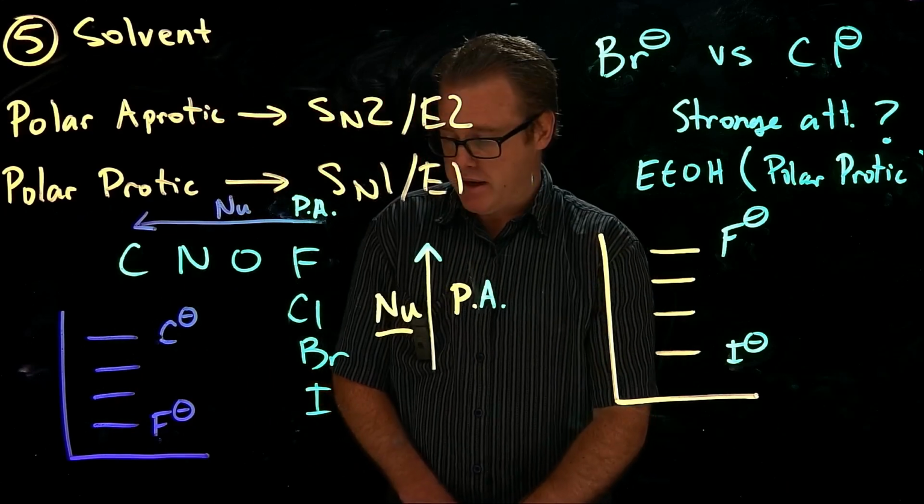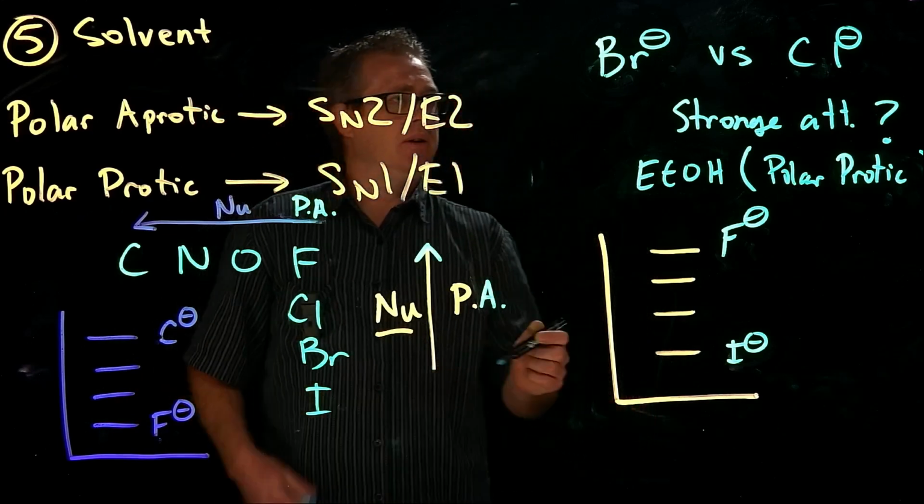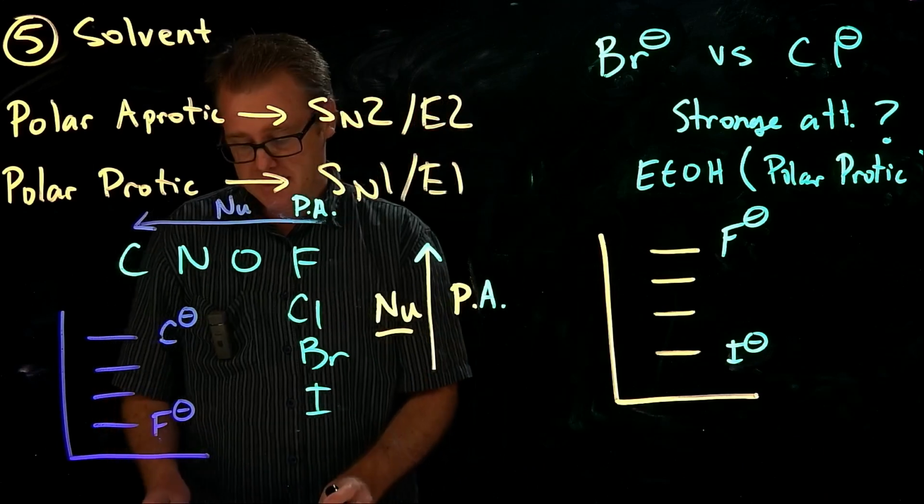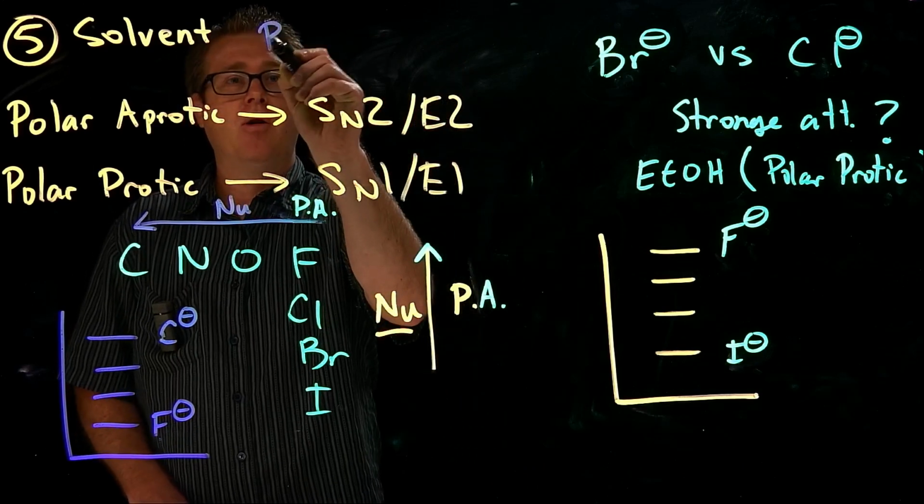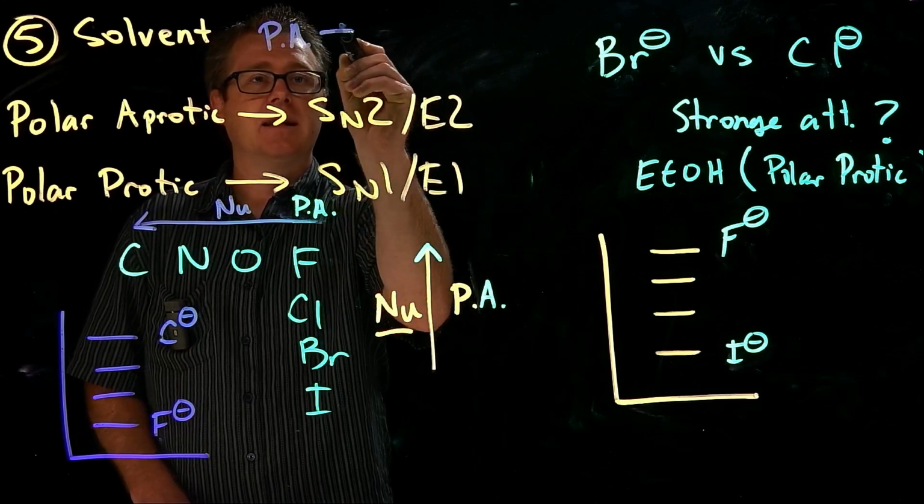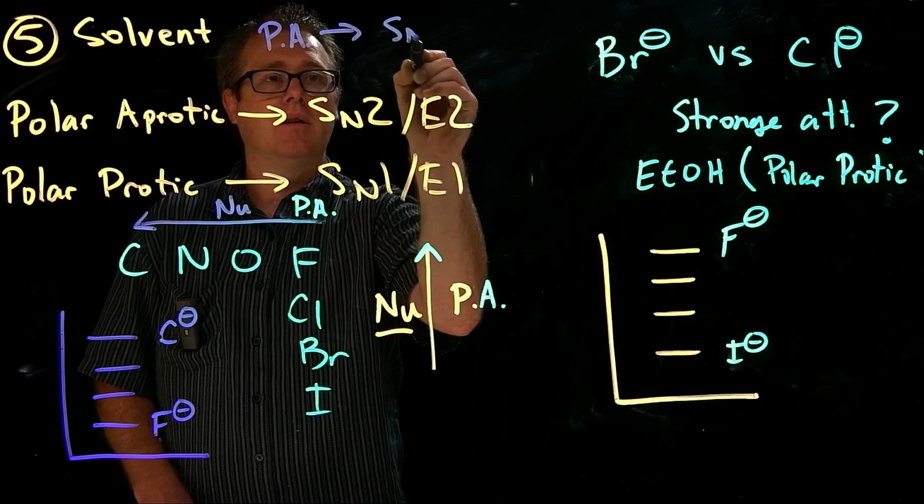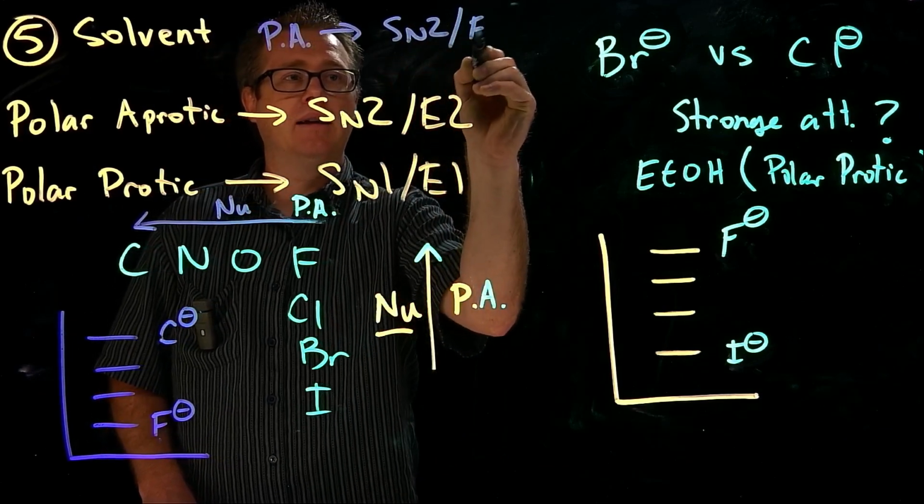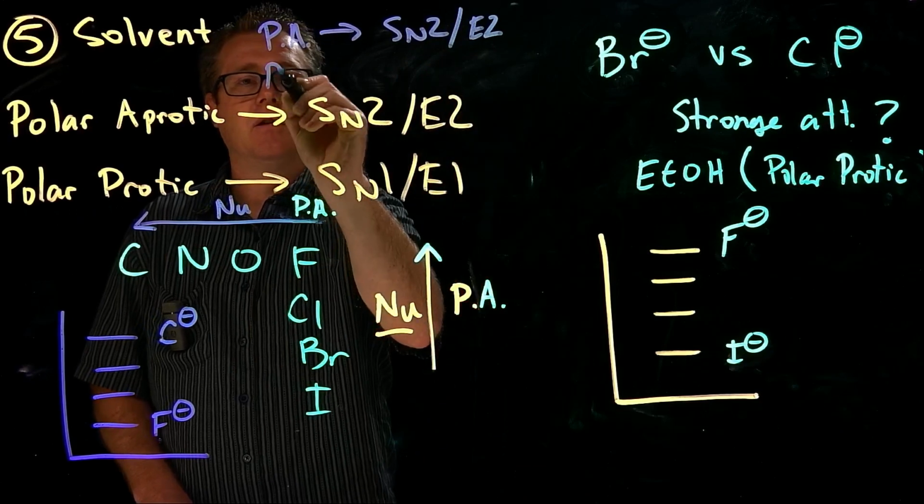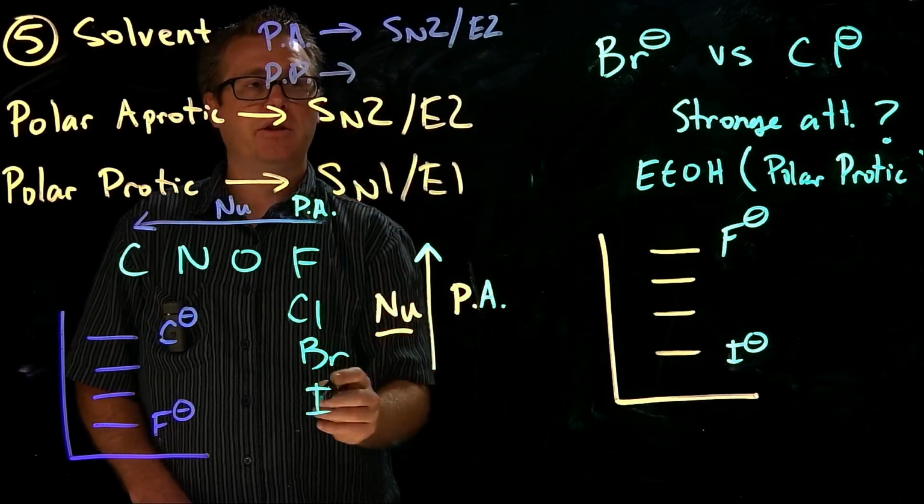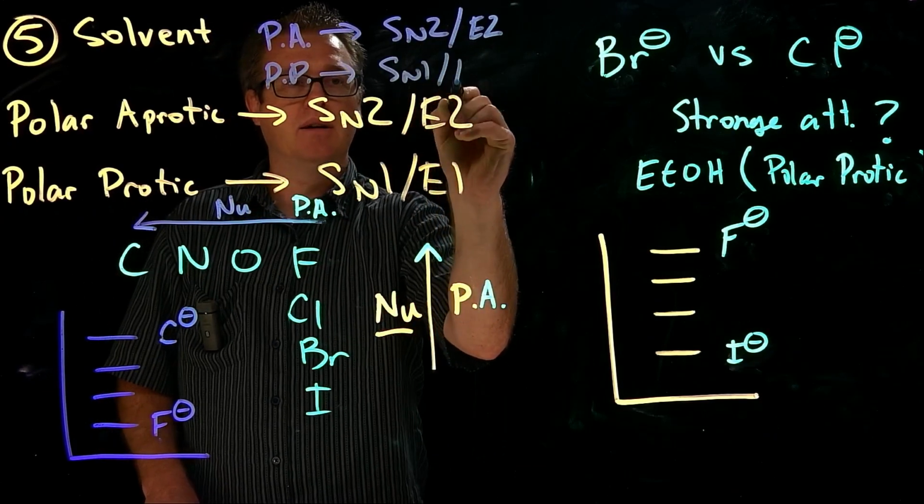So I think I've already written this down somewhere, but I'll just do it again just to cover our bases here. So when we have polar aprotic solvents, that's going to favor what? SN2 and E2. Polar protic solvents are going to favor SN1 and E1.